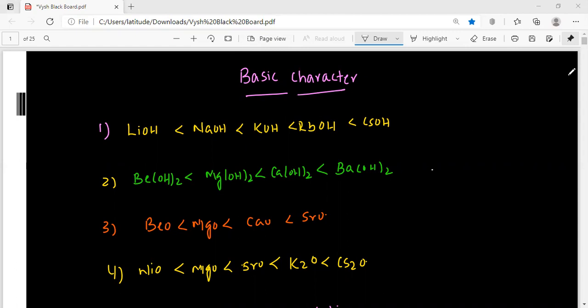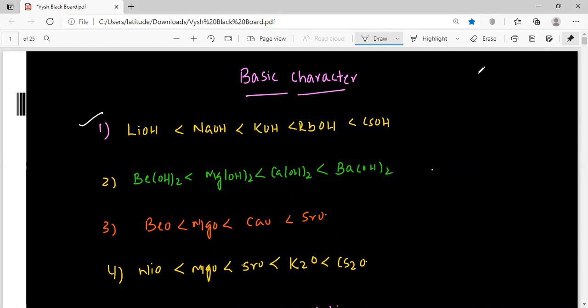Here the concept is basic character. In this case, look at here, some orders are given. We have to look at basic character in increasing order and what is the reason behind this. Look at here, first one is lithium hydroxide, sodium hydroxide, potassium hydroxide, rubidium hydroxide and cesium hydroxide.